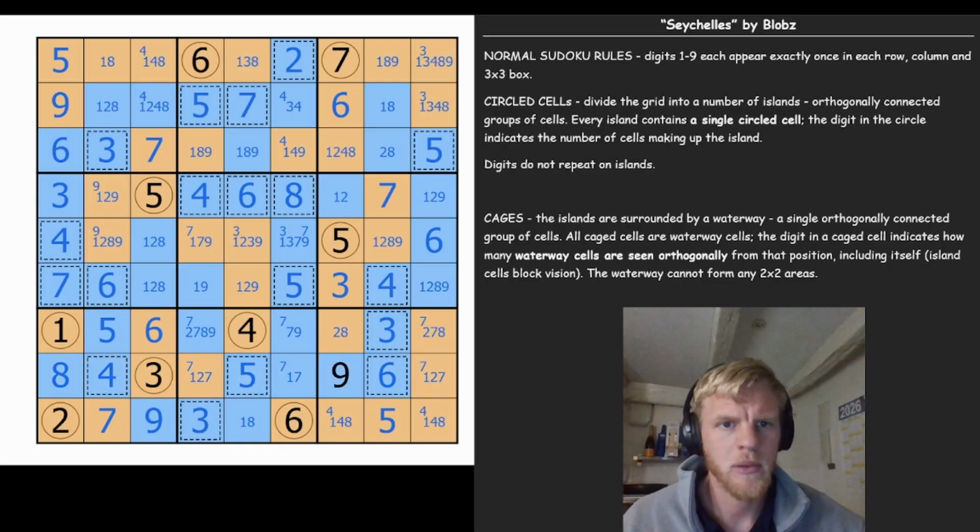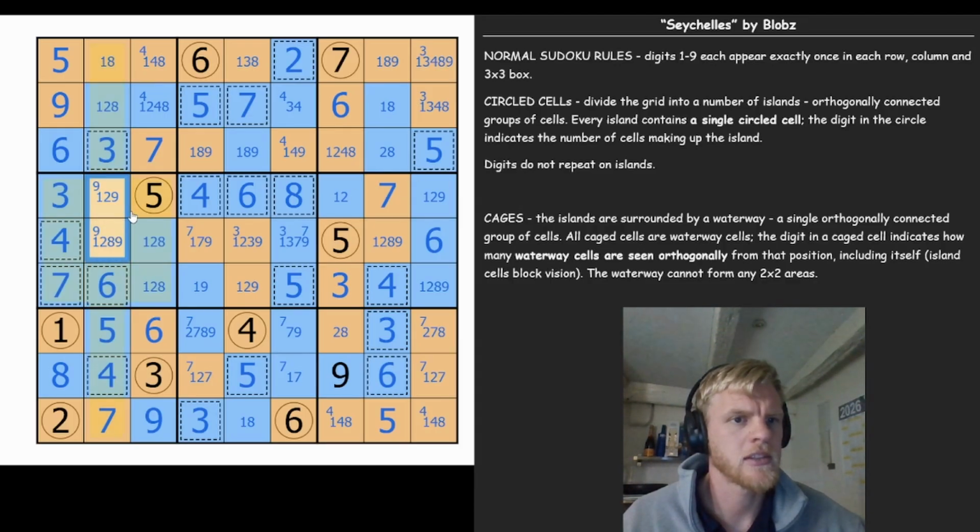Did I miss a rule? Let me double check that again. Number of islands orthogonally connected, we got that. Circled cells, yes. And islands surrounded by waterway, we got that right. Connected orthogonally, yes. The page numbers are all done, yes. No 2 by 2, got that. Digits do not repeat on islands. And I think that's also already true.